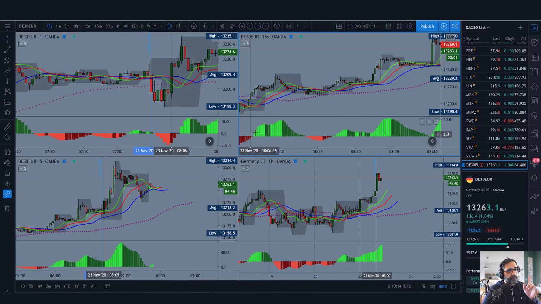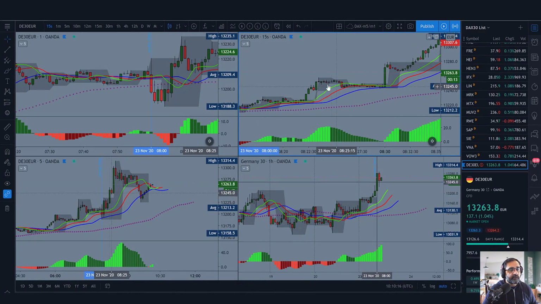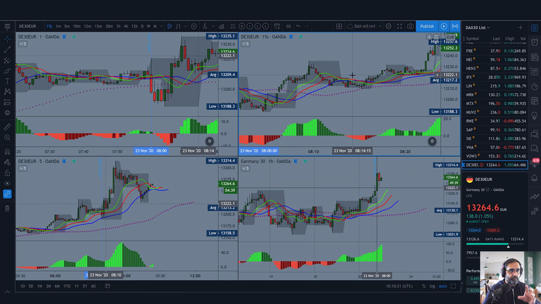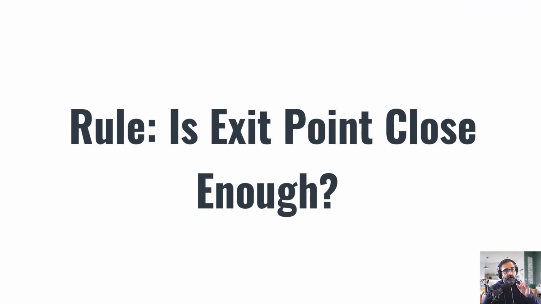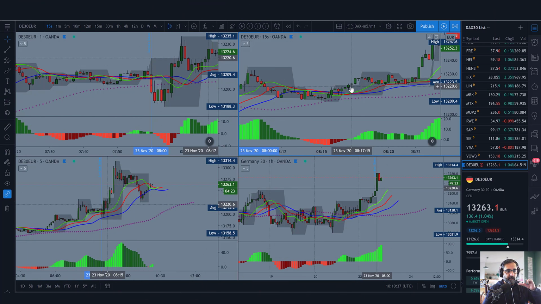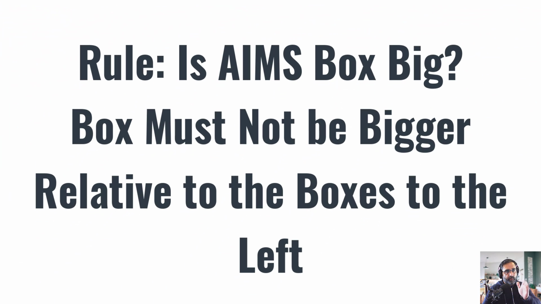This is a risk management question and we will look at it now. When you take a Setup 1, you want to make sure that the box is not too big, right? You want to make sure the box isn't big. And if the box is big, then you'd have to take a bigger risk. And this question, very simply, is another way of saying, is the box big? But it's a more objective way of saying it.